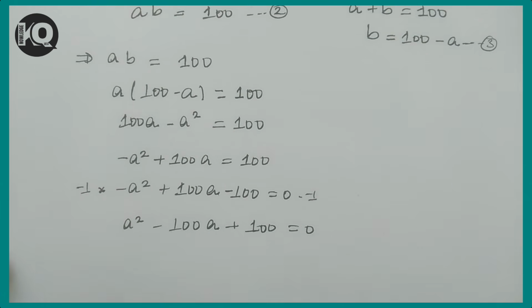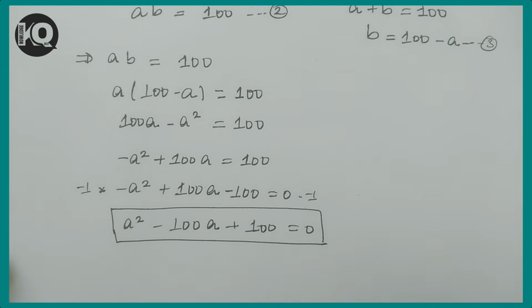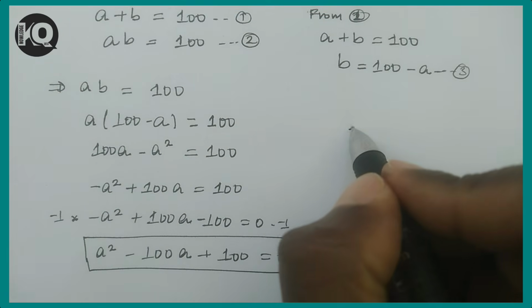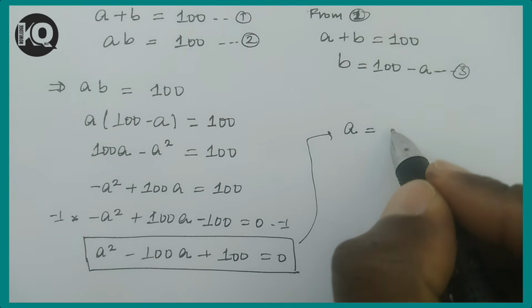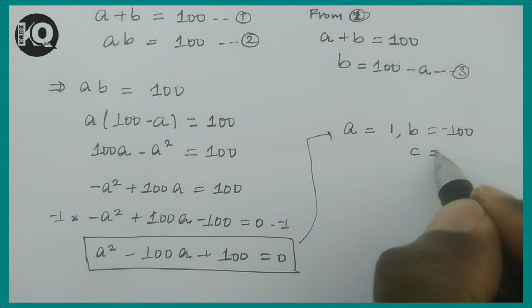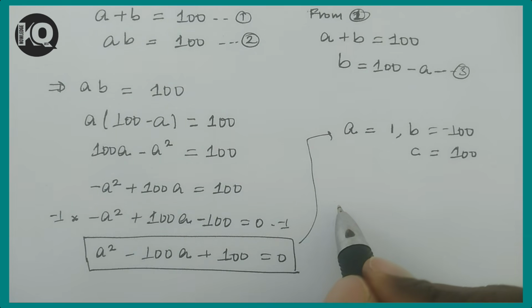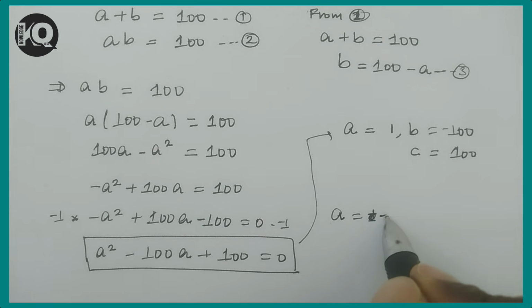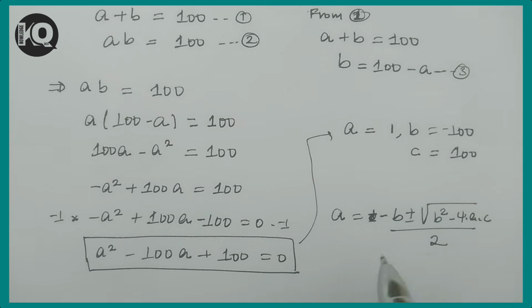As you have seen from this equation, this is a quadratic equation, with coefficient a equal to 1, b equal to minus 100, and c equal to 100. By using the well-known quadratic formula, we can find the value of a. So a will be minus b plus or minus the square root of b square minus 4 times a times c, divided by 2a.